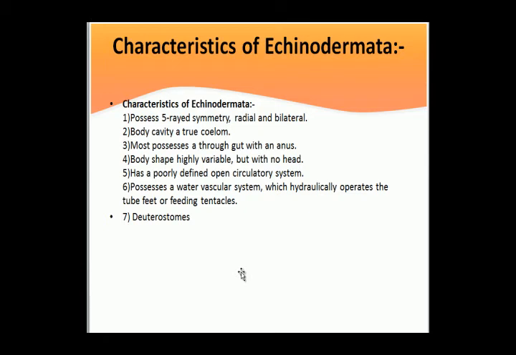The body shape is variable, but they have no head or cephalization. Their circulatory system is pretty poorly defined. They move through a water vascular system that's kind of hydraulic, and it basically uses water in this system to move things around. And these are the first group of deuterostomes we're going to look at. That was a mutation that occurred so that the embryo formed, instead of the mouth first, like in the protostomes, the anus first.